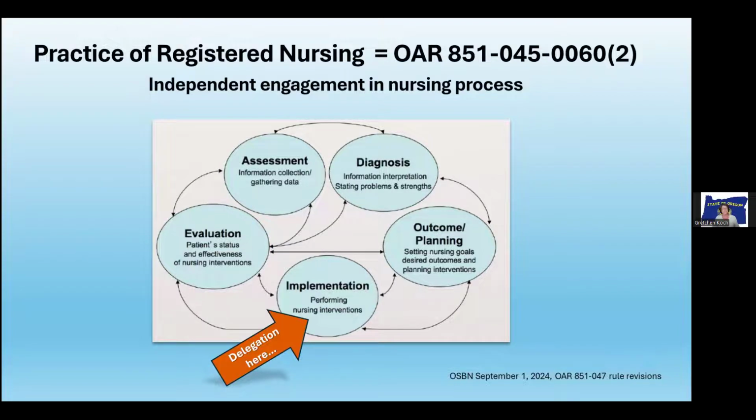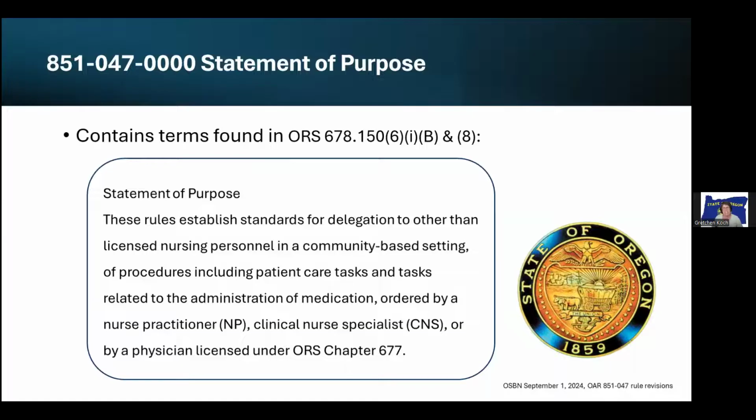Okay, so let's get on to the content. So our first rule number up for discussion is rule number 0000, and that is where you find the statement of purpose for the RN delegation rules. Now, changes from the previous version, what you're going to see is a lot of statutory language here, so that they're married and dovetailed with the Oregon Revised Statutes that actually direct the Board of Nursing to write these rules that prescribe the process and then what needs to be contained in those rules.